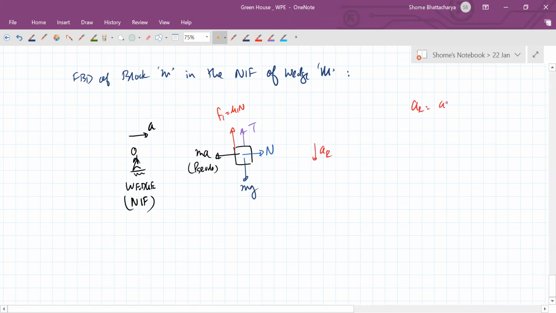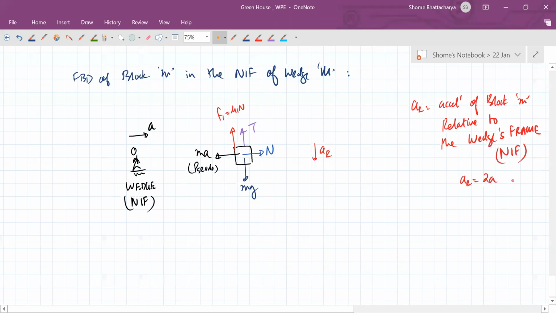A relative is the acceleration of the block, small m, relative to the wedge's frame, which is the non-inertial one. And also we have A relative is equal to 2A, which was our equation 1, the constraint relation. So we'll make use of that also later.